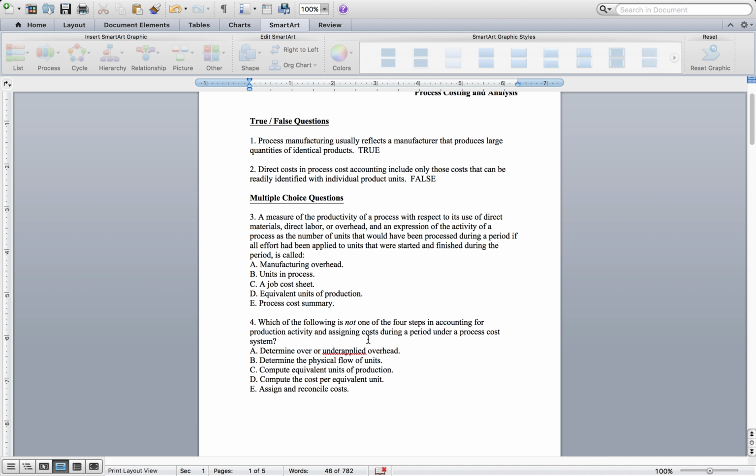Okay, continuing on now, number 3. It says measure the productivity of a process with respect to use of direct materials, labor, and overhead, and expression of activity of a process, the number of units that would have been processed during a period if all of it had been applied or started and finished during the period. Well, remember, when we do that, what we're looking for and we're going to be calculating is EUP, or that's going to be answer D, equivalent units of production.